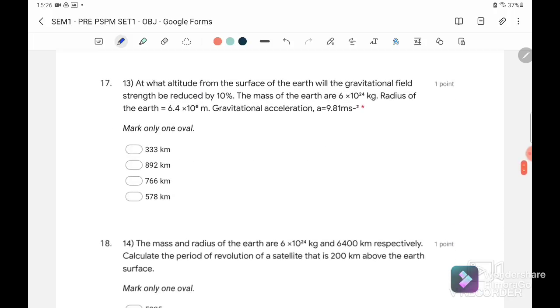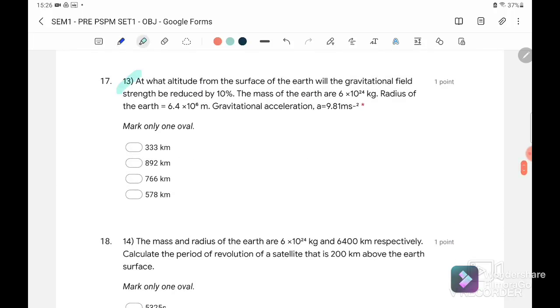Next, we go to question number 13. At what altitude from the surface of the Earth will the gravitational field strength be reduced by 10%? The mass of the Earth is given as 6 × 10^24, the radius is 6.4 × 10^6, and the gravitational acceleration is 9.81. So we know that when we are at the radius, at the surface, at R, our gravitational acceleration is equal to 9.81.